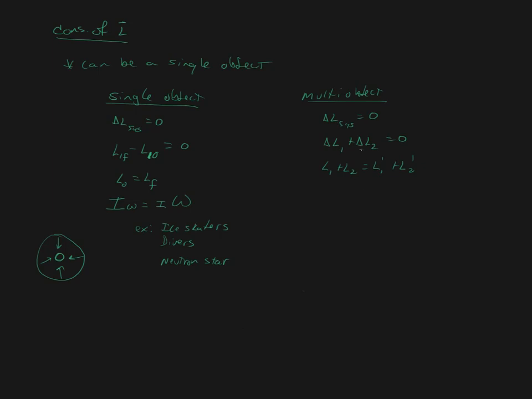Some examples of a multi-object interaction could be something like a turntable on a stand, spinning in this direction, and there's our axis of rotation, straight up. You drop maybe a lump of putty onto the turntable, and that lump of putty is going to hit, and the turntable's rotation is going to slow down as a result.